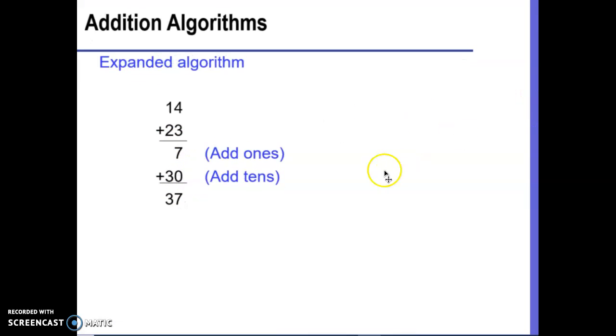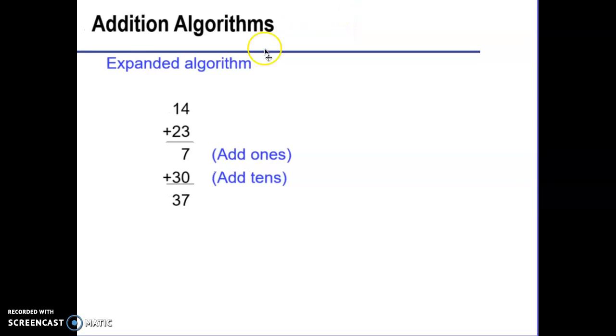So let's look at what's happening here. With the expanded algorithm, I'm going to start in the ones place, just like I would in the traditional algorithm. 4 plus 3 is 7. Now here's where things get a little bit different. We would normally say 1 plus 2 is 3 and write the 3 here.